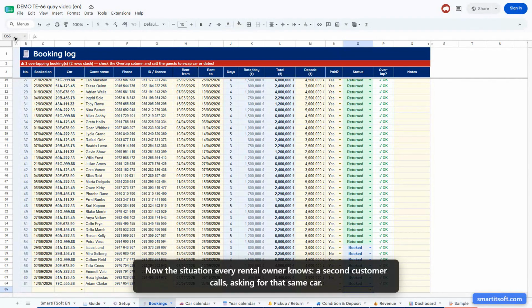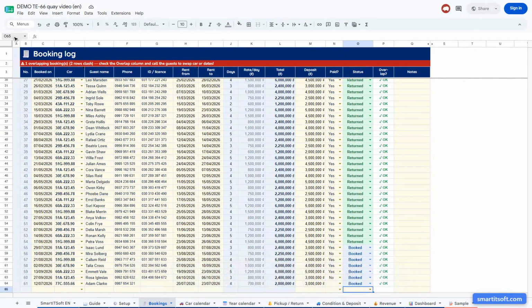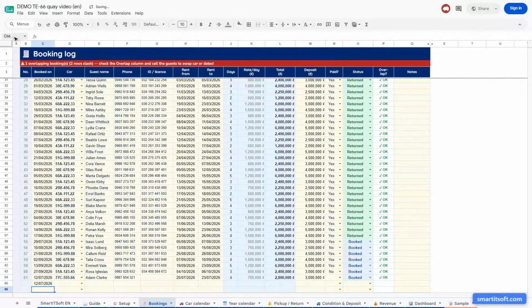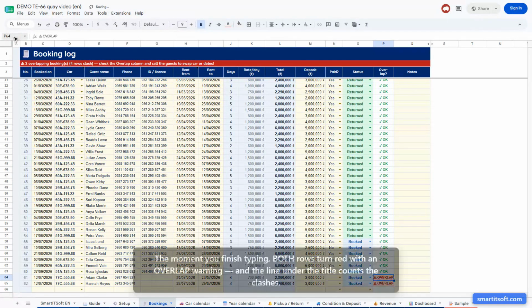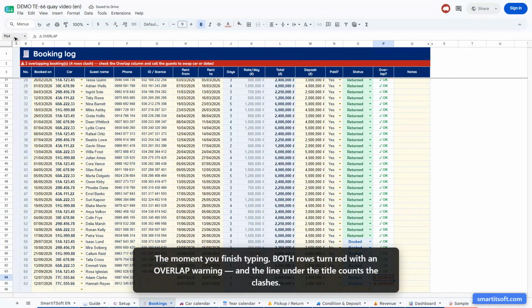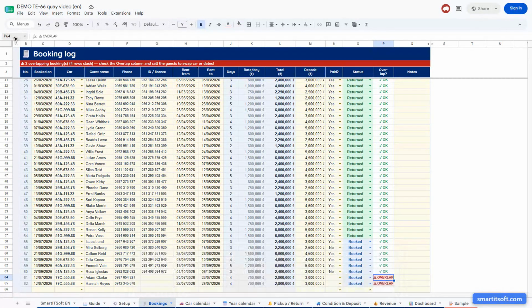Now the situation every rental owner knows. A second customer calls, asking for that same car. The moment you finish typing, both rows turn red with an overlap warning, and the line under the title counts the clashes.